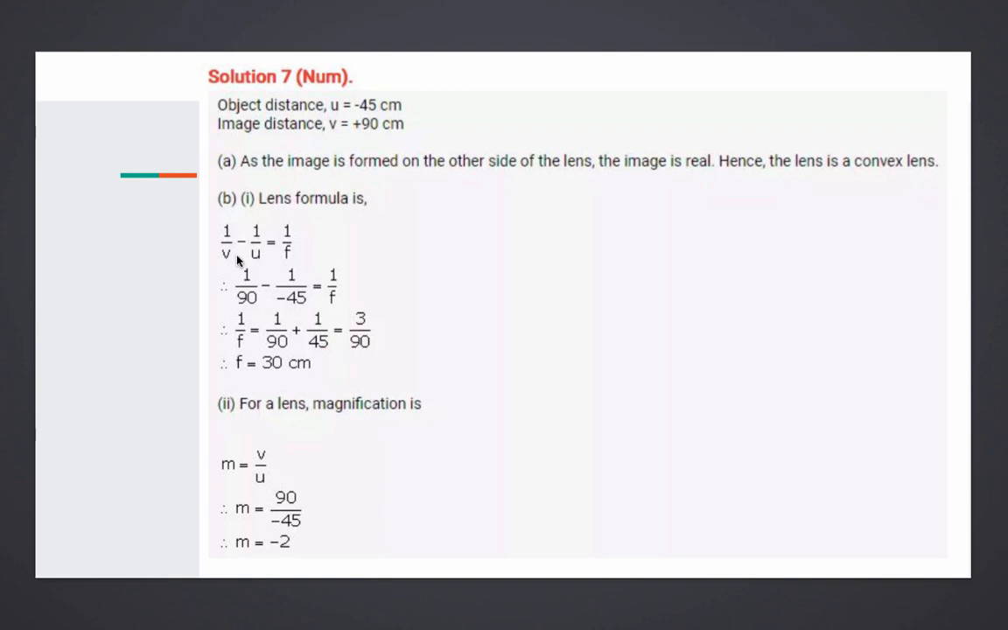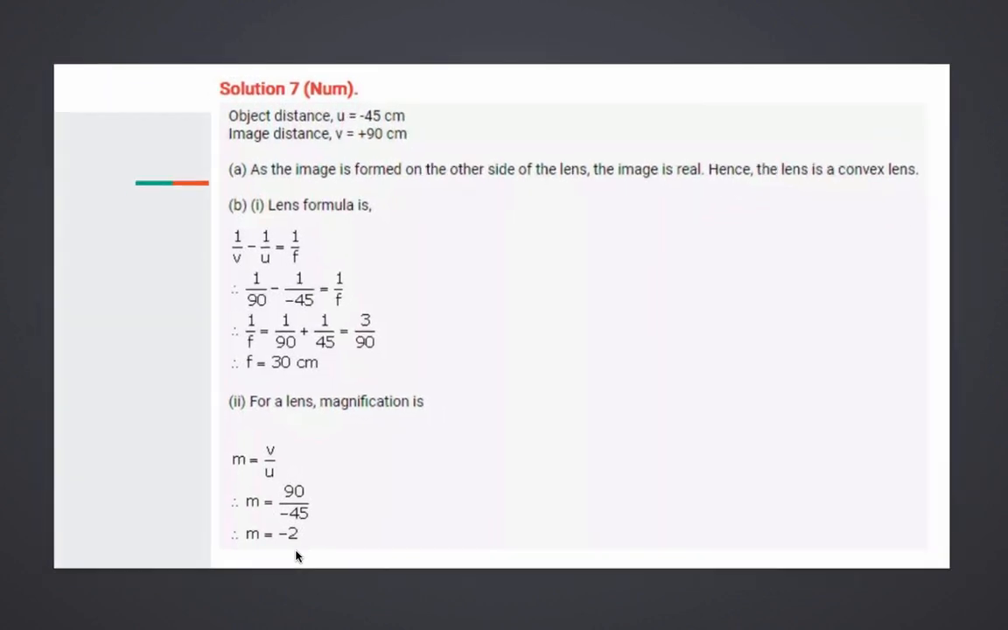Lens formula is 1 by V minus 1 by U equals to 1 by F. Put the values, minus minus again becomes plus. Okay, 90 positive, this negative, minus minus plus. LCM comes out 90, 45, 45, 2s are 90, 1 plus 2, 3 upon 90. To find out focal length, take the reciprocal, it comes out 30 centimeter. So what is the focal length? Plus 30 centimeter because it is convex lens. And magnification V by U, put the values, 90 upon minus 45, simply minus 2 is the answer.